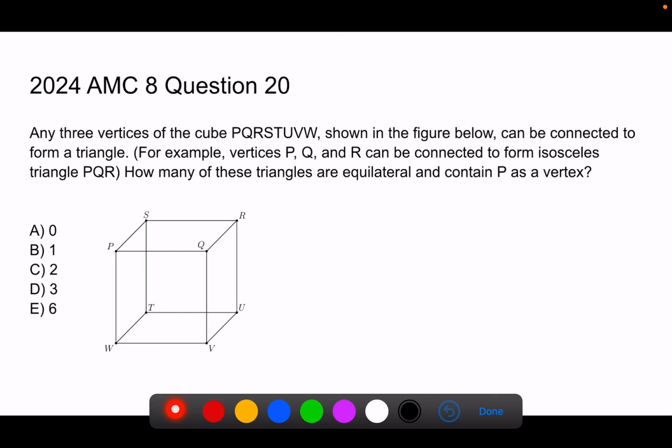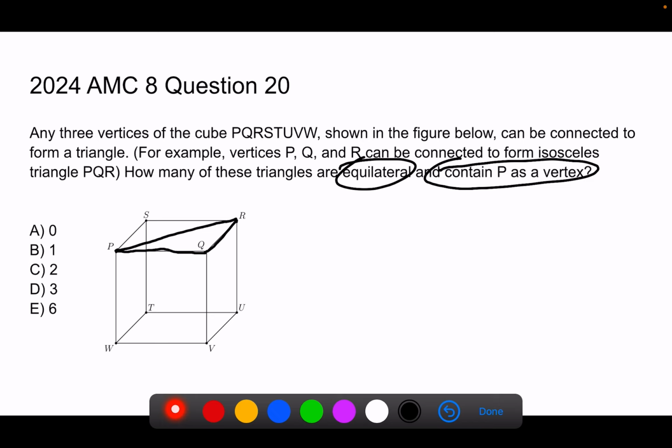2024 AMC 8, question 20. All three vertices of the cube PQRSTUVW, so this cube below, if you pick any three vertices, you can form a triangle. As an example, if you connect PQR together, you will get an isosceles triangle. Now the question is, how many of such triangles are equilateral and contain P as a vertex?